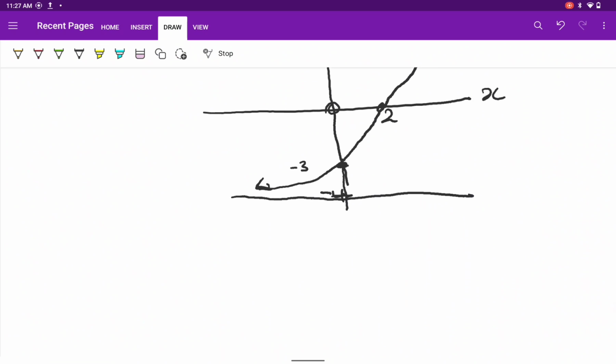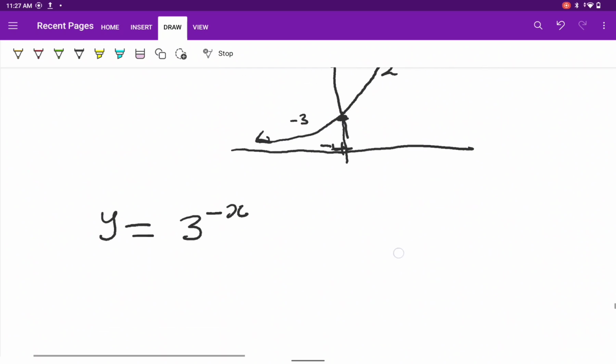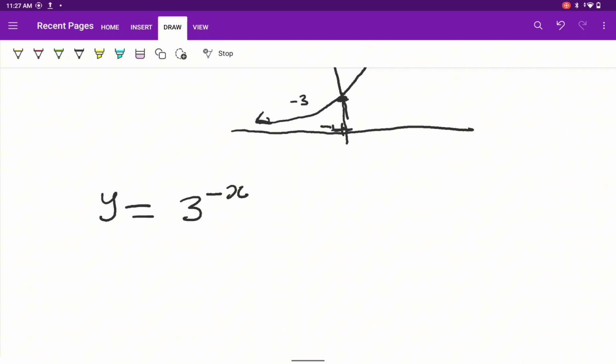So suppose we take the graph of another function, let's say y equals 3 to the power -x. Now we can clearly see that the asymptote is at 0, so y is 0.